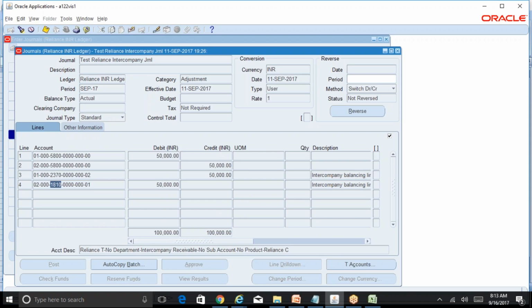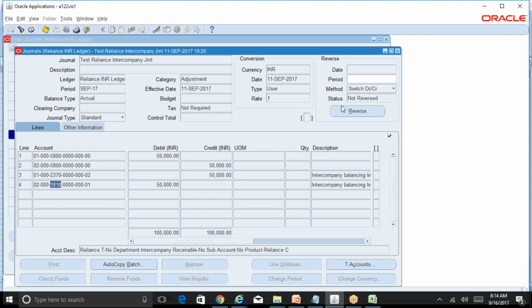Accounting setups. Yeah, exactly. In the ledger definition under the accounting setups, there is something called intercompany rules. Whatever intercompany payable account and intercompany receivable account we have mentioned there is getting defaulted here. All other segments are defaulted from the original lines except the balancing segment and the intercompany segment. The intercompany segment will be the other side, and the balancing segment will be the same balancing segment used in the original journal line.